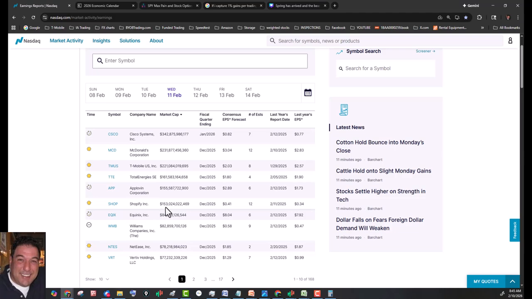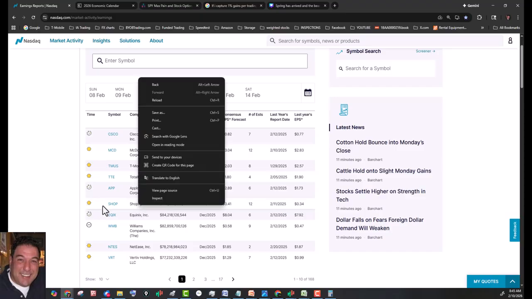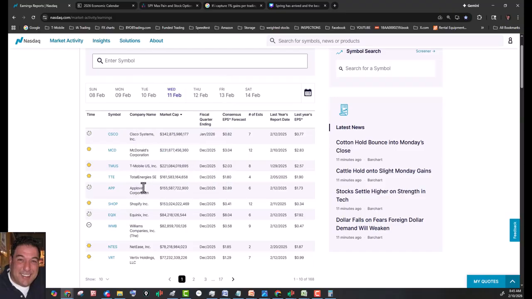Shopify, $153 billion. And then, of course, some more familiar names right there. There'll be eyes on Shopify. There'll be eyes on AppLovin. There'll be eyes on T-Mobile because that helps us get the data that we process and use every day. McDonald's, not so much. Cisco, yes. All right, so I'll just stop right there because we'll do Thursday, Friday later on in the week.